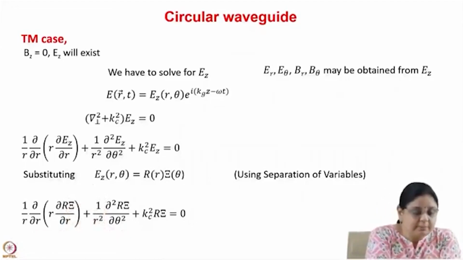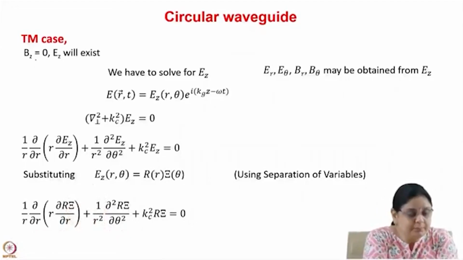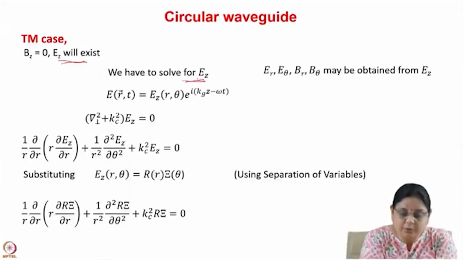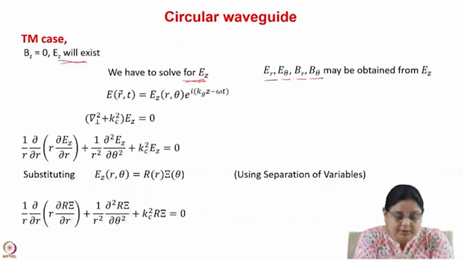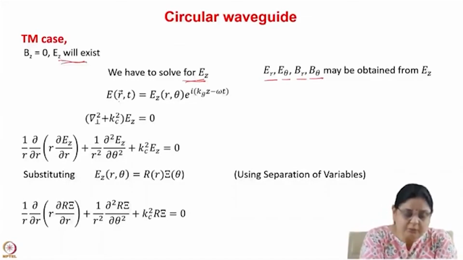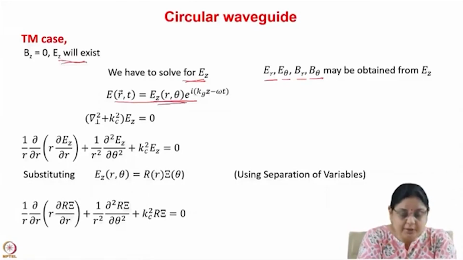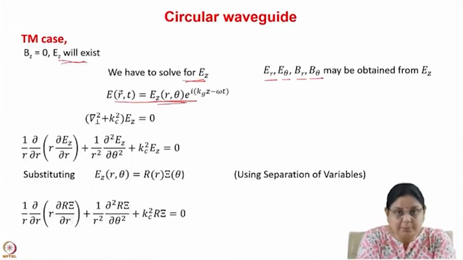So let's say the TM case. For the TM case, Bz is equal to 0 and Ez will definitely exist. So now we have to solve this for Ez, and from Ez we can derive Er, E theta, Br, B theta. So we have to solve just one equation for Ez. Now we know the form of the electric field is like this. The amplitude here now depends on r and theta. r and theta are the directions in which the boundary is applied to the system.